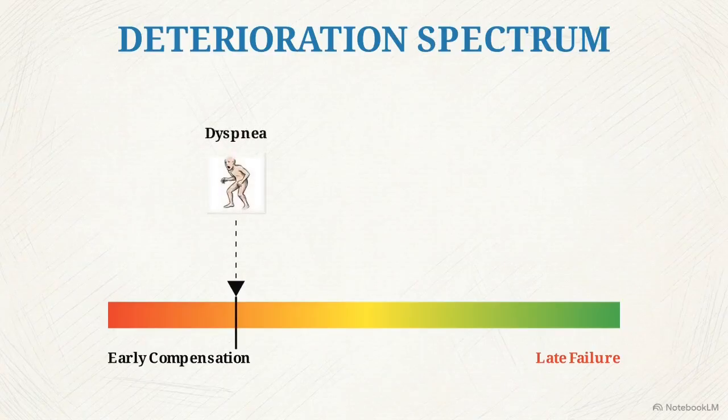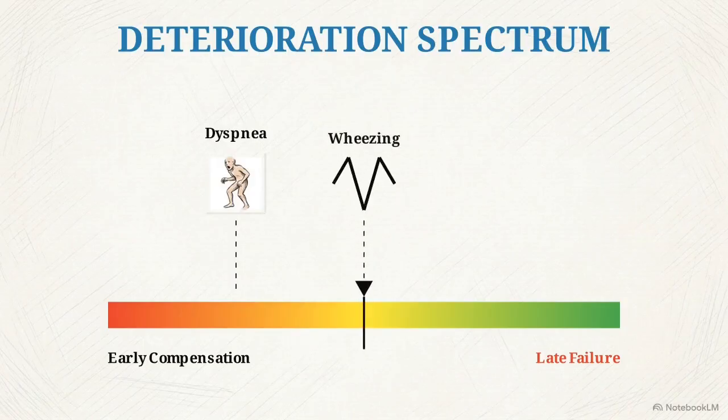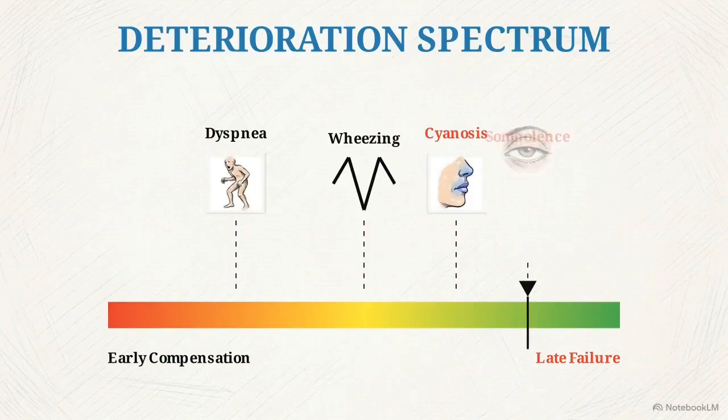The patient breathes faster to intake more oxygen. They develop dyspnea on exertion. Often, the first neurological sign of dropping oxygen levels is mild restlessness or anxiety. You will also hear wheezing. A high-pitched wheeze indicates that air is squeezing through a tightened passage. It is an alarming sound, but it confirms that air is still moving.